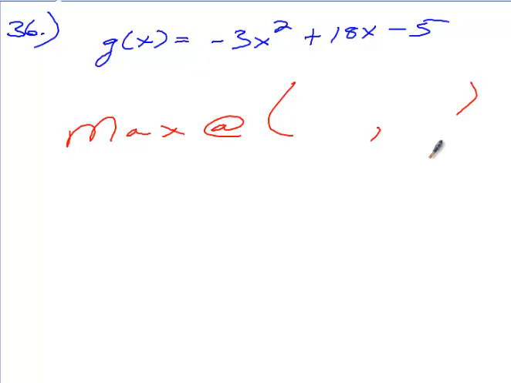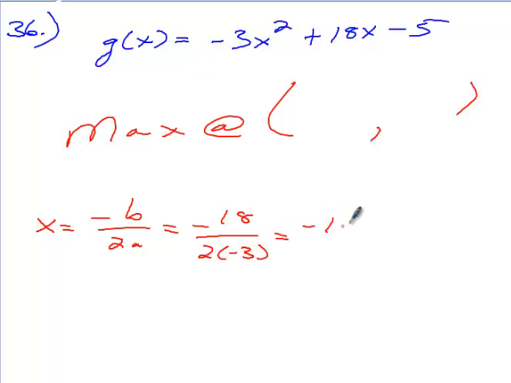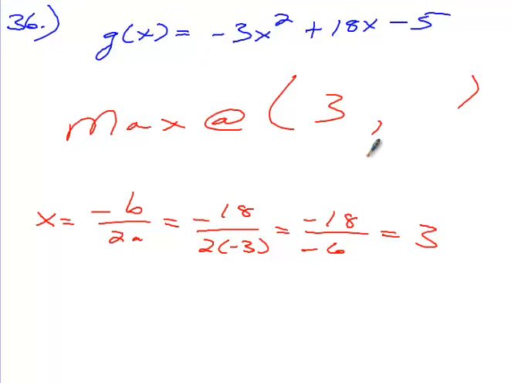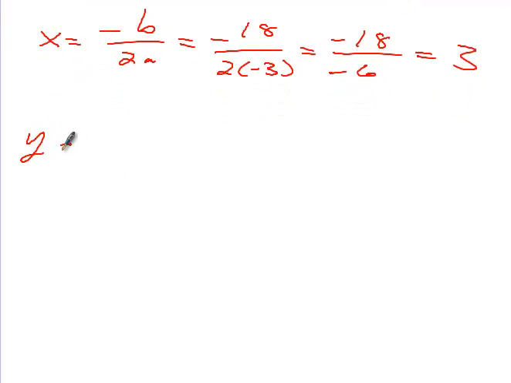And how do we find a vertex? -b over 2a. Plug in what you know. Simplify the statement. Write in your x answer. Everybody okay? Okay, now how do I find the y coordinate? All right, plug it back into the original equation.